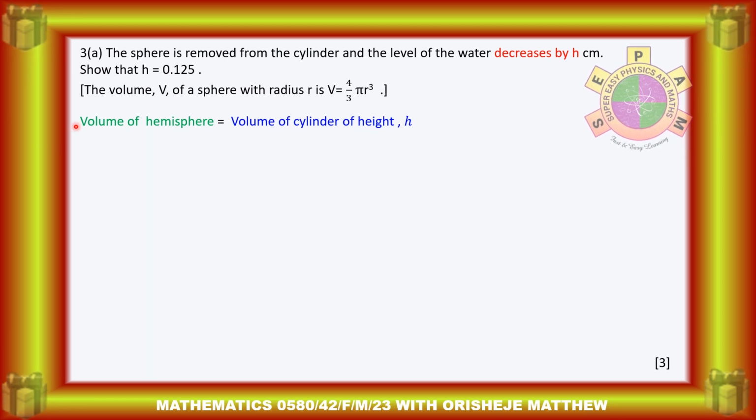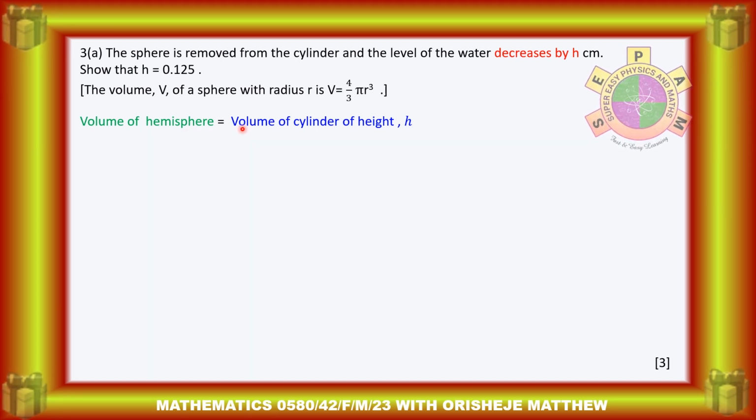What was submerged in the water was a sphere, half of it. That is what I call a hemisphere. So the volume of half of the sphere will be equal to the volume rise in the cylinder, which is equal to h. So if I remove the sphere from the cylinder, then the height of water in the cylinder is also going to fall, in such a way that the volume of the water drop in the cylinder will be equal to the volume of half of the sphere that was submerged.